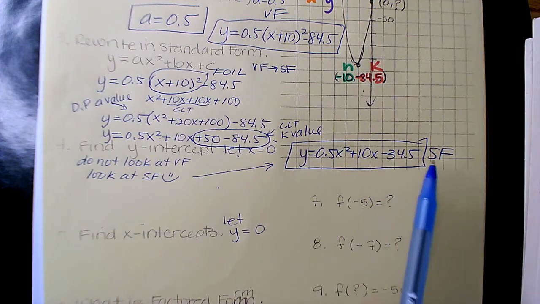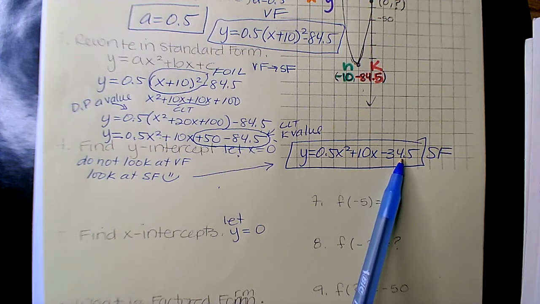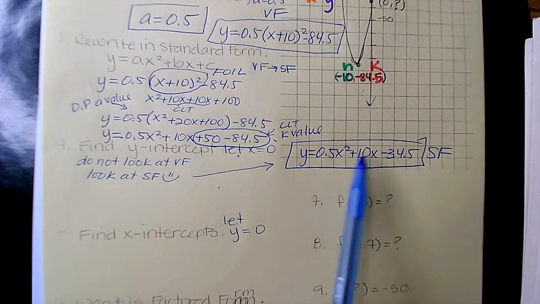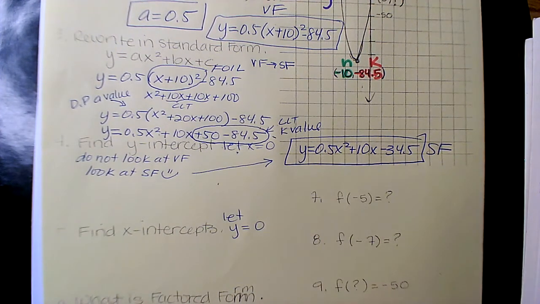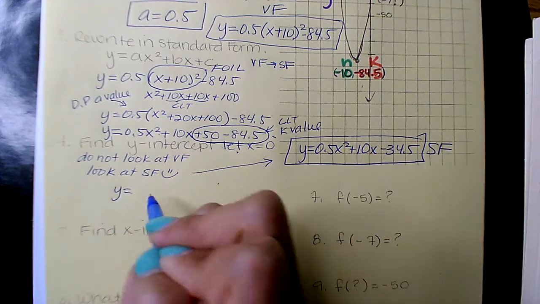Perfect. Your y-intercept is that constant. It is always the constant. Now, I'm going to plug in the zeros. So we'll do the algebra.